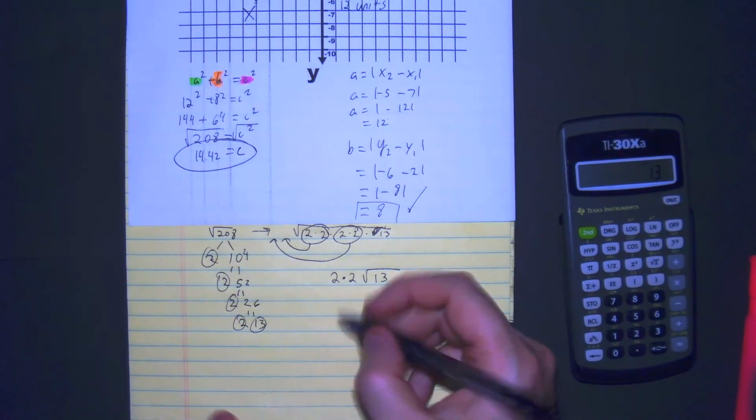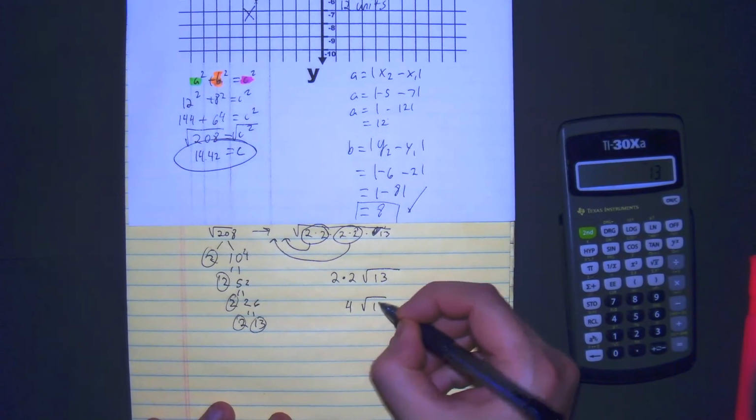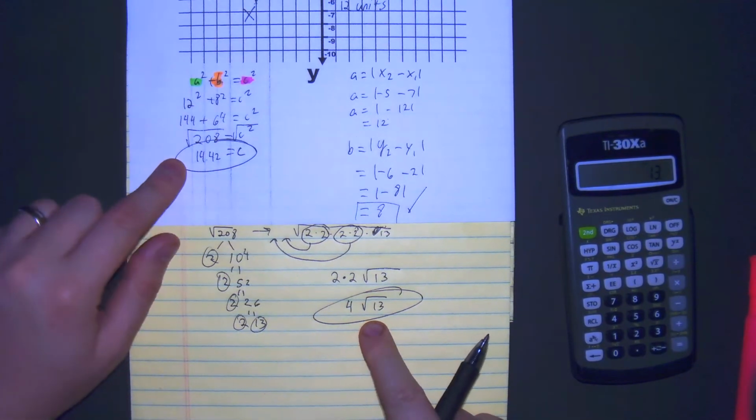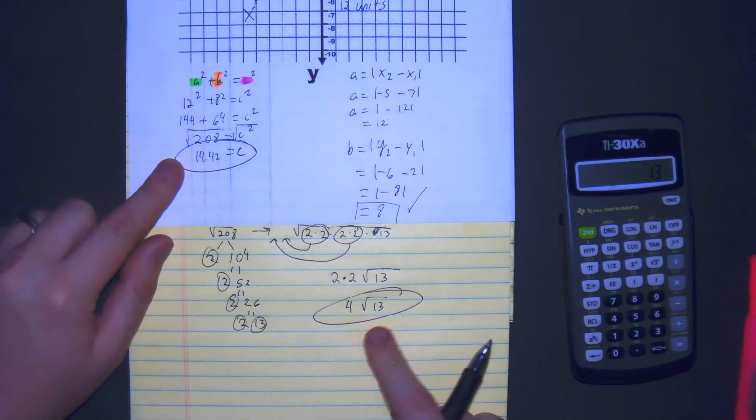2 times 2 is 4. 4 square root of 13. So our answer could be 4 square root of 13 or 14.42. Alright, that's it.